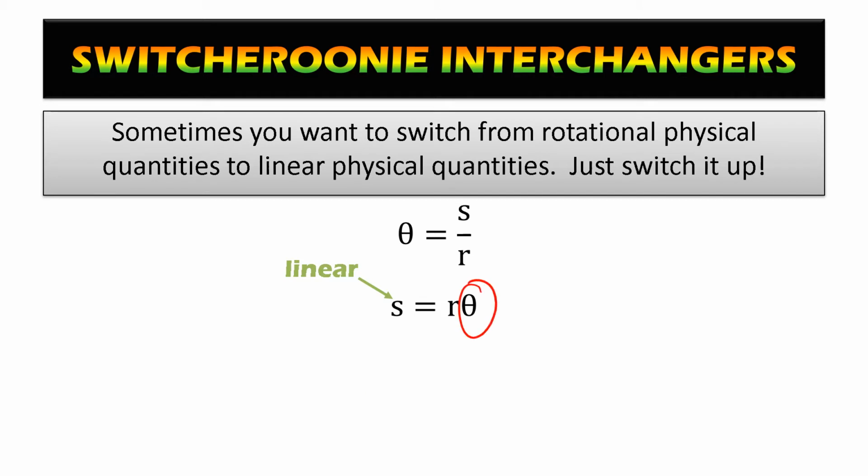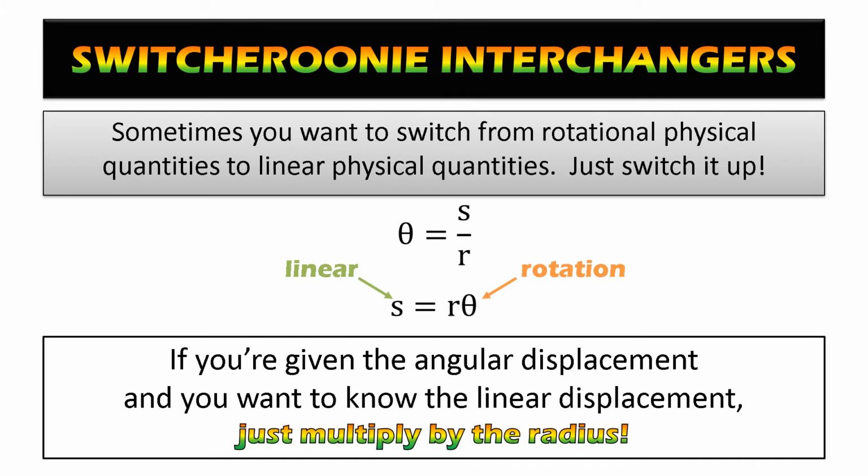And then this is our rotation variable, the physical quantity. So all you have to do is just multiply by the radius. If you're given the angular displacement and you want to know the linear displacement, you just multiply by the radius. Sweet. It's like you switch it from rotation into linear by just multiplying by the radius.